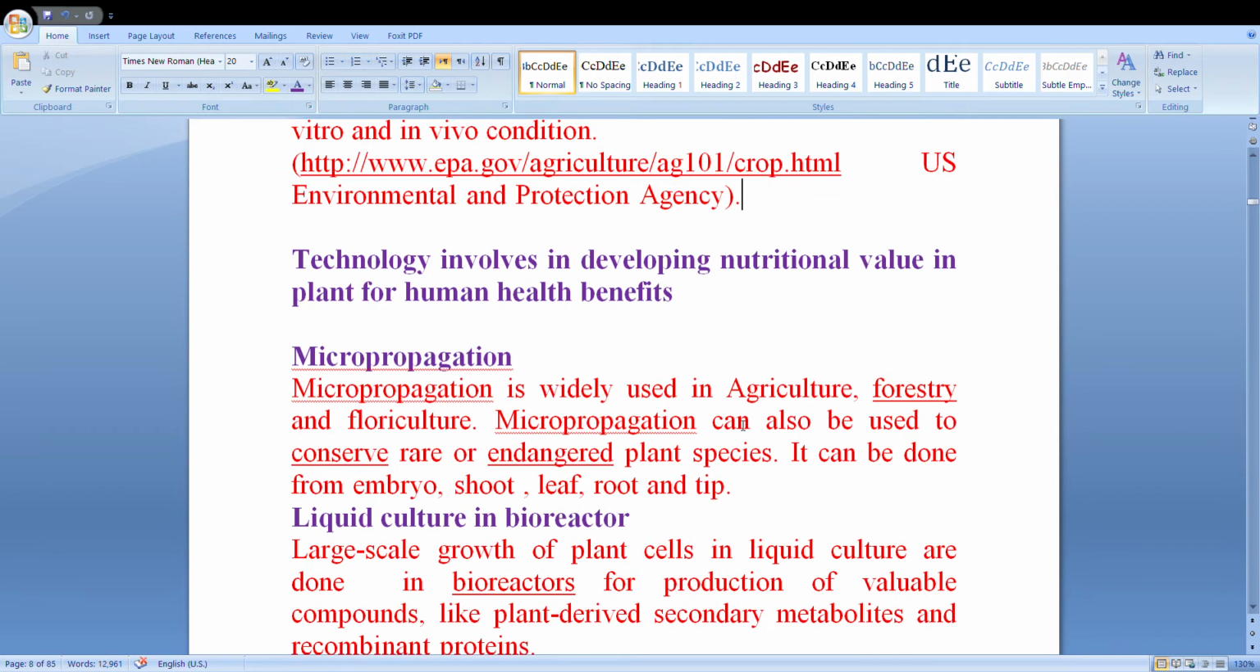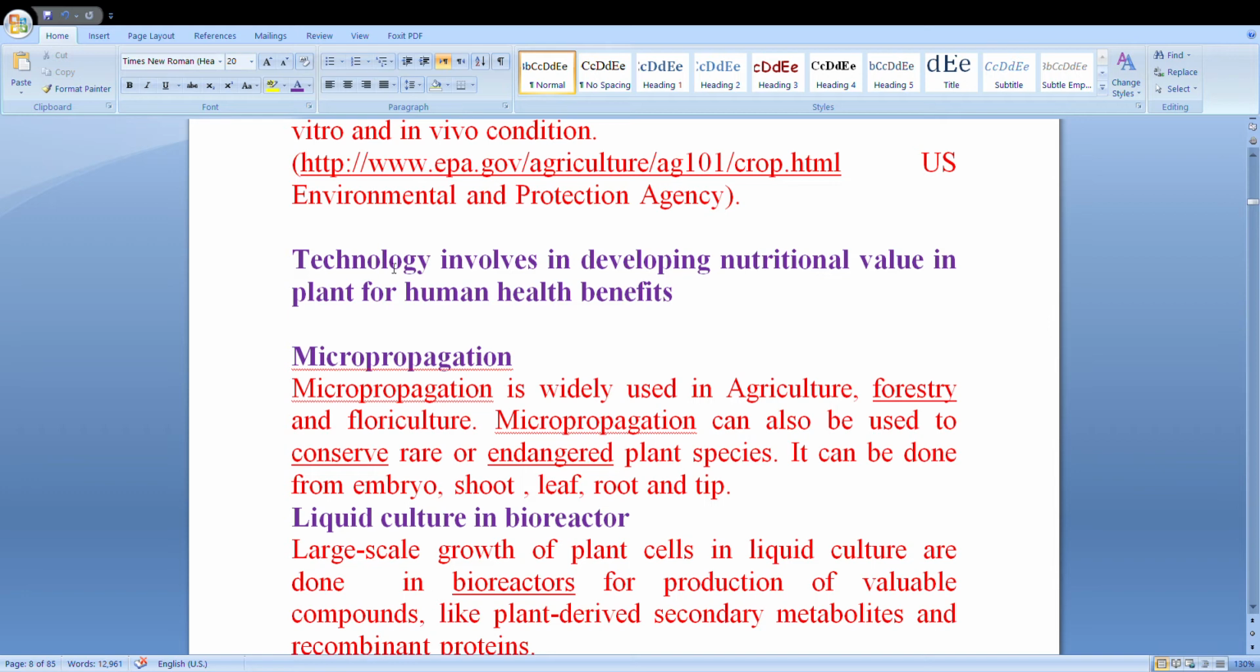So, plant biotechnology or nutritional biotechnology, directly related to developing nutritive value in plants for human health benefit. So this is the correlated development of nutritional value in plants and human health benefits, and plant biotechnology or nutritional biotechnology. All are correlated, almost the same field.